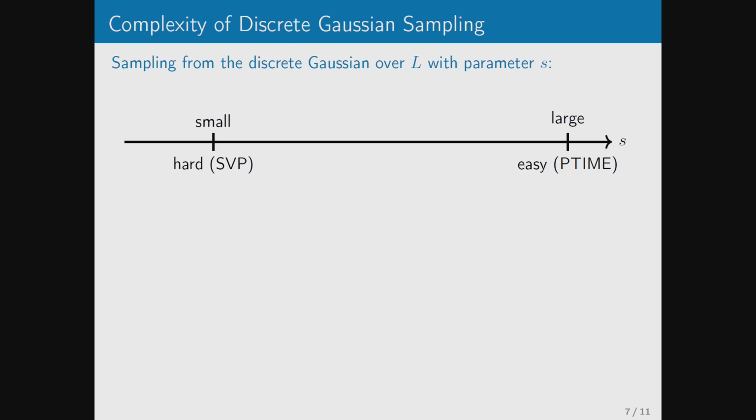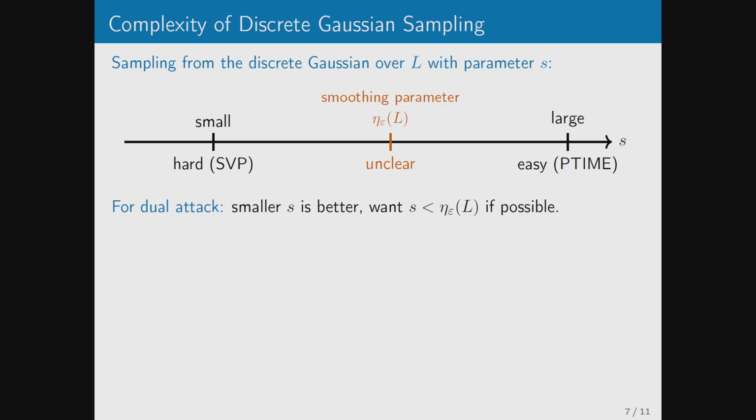If s is very small, this is super hard because all the mass will be on the shortest vectors, so we're essentially solving the SVP. And somewhere in the middle, there's this thing called the smoothing parameter, which is when the discrete aspect of the Gaussian starts to kick in, and it starts to get hard. So whether we can sample from that efficiently is really an open question.